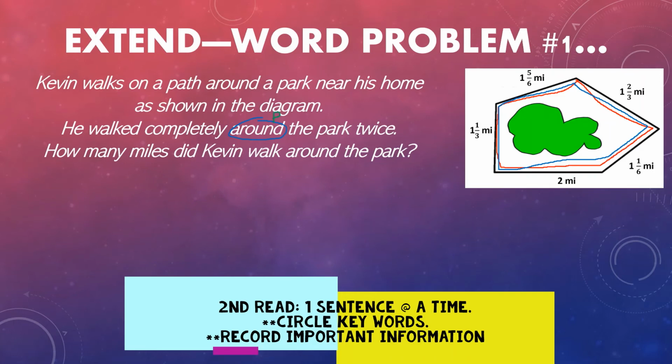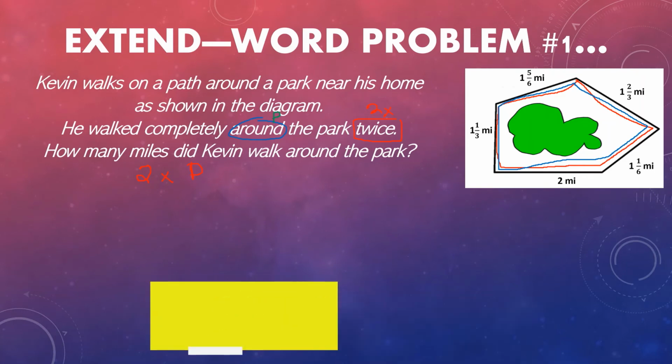So it would be wise for me to put a P, which stands for perimeter, on top of the word around. Notice I also circled that word around. But another very important piece of information is the word twice. This means he not only walked around it 1 time, but he walked around it 2 times. So how am I going to do this? I'm going to write down what I need to do. So I need to first find the perimeter, and then I have to multiply that perimeter, whatever it is, by 2 because he walked around that park twice.